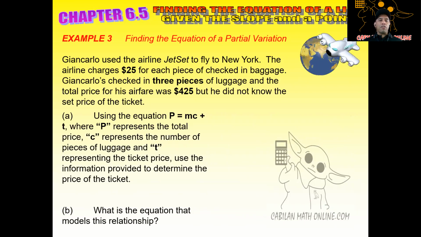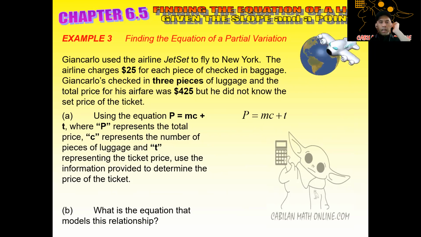So what we want to do first is set up the equation based on the information that's given to us, and take the word problem and see exactly where it's going to go into the equation. It says using the equation P = MC + T. P represents the total price, C represents the number of pieces of luggage, and T represents the ticket price. What we want to do is use the information provided to figure out how much the price of the ticket will be.